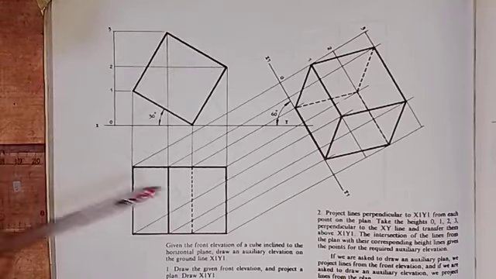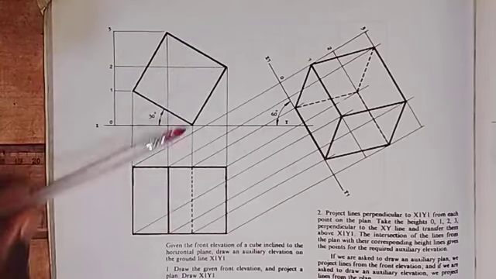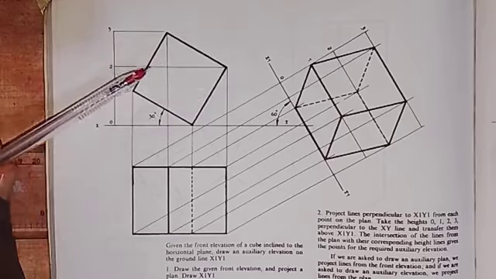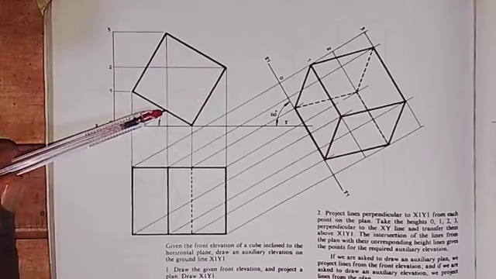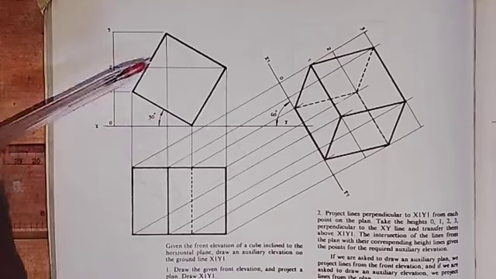We have to work out this plan ourselves. This is not given, but this is what it is. This is what they give to us. And so we have that this side is inclined at an angle of 30 degrees to the horizontal. This is the front elevation.